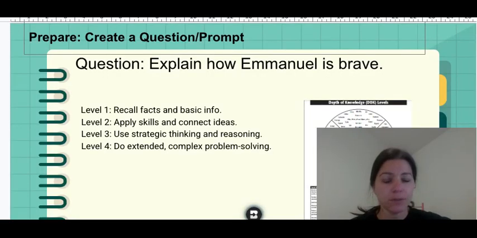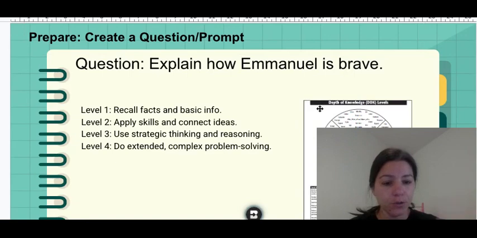Now, if you have a difficult time coming up with questions or prompts, you can use the depth of knowledge wheel to help you with this. You can zoom in or Google search. It's really helpful because level 1 words support recalling facts and basic info. Level 2 is where you're focusing on applying skills and connecting ideas. Level 3 is using strategic thinking and reasoning. Level 4 is doing extended complex problem solving, right?